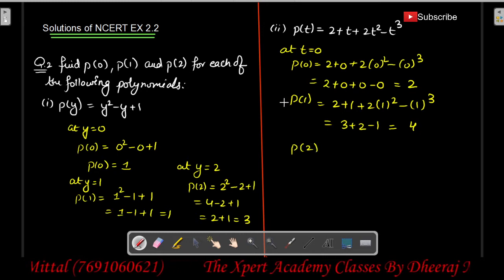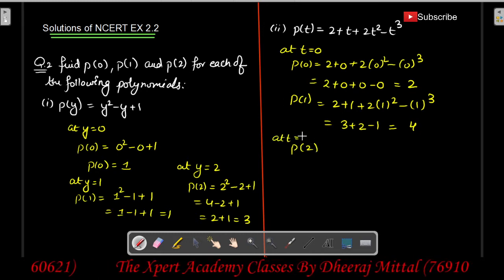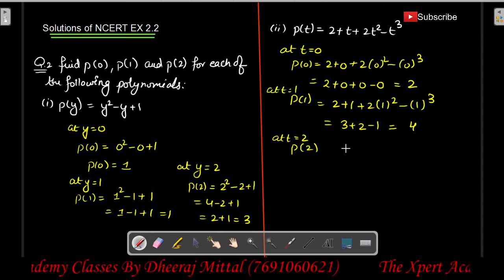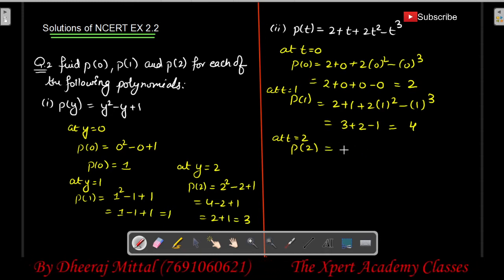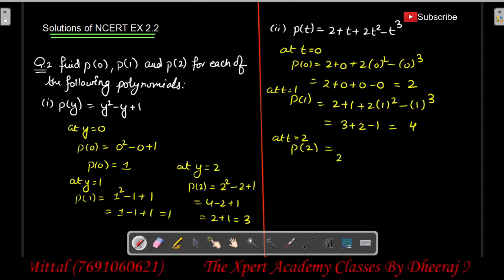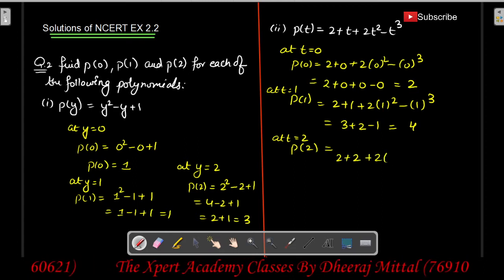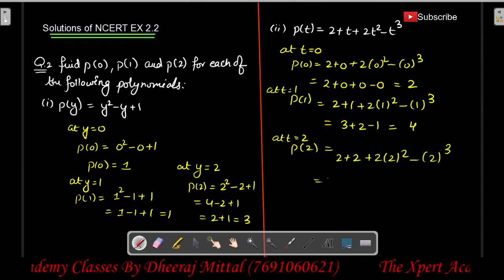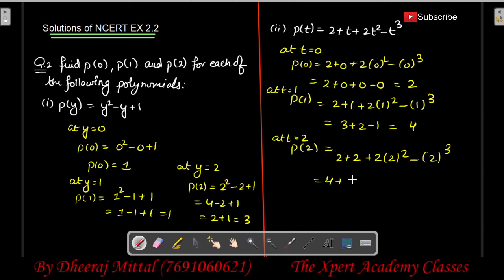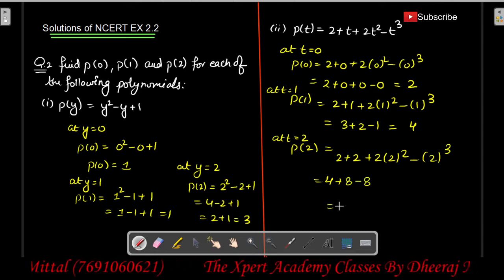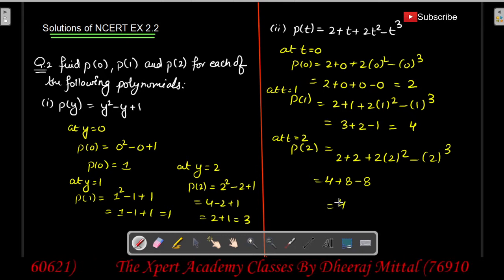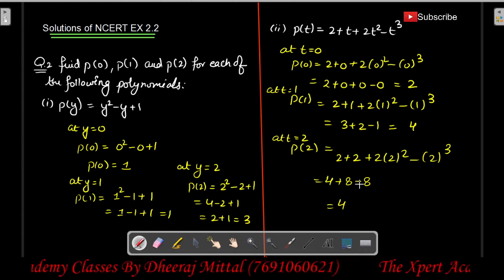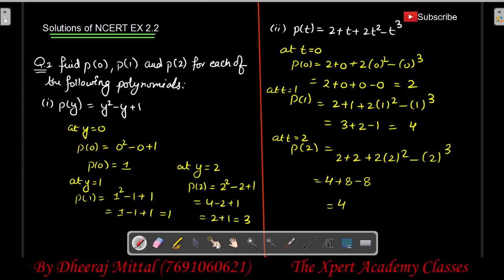Now at t is equal to 2, P2 is equal to 2 plus 2 plus 2 into 2 square minus 2 cube. So it is equal to 2 plus 2, that is 4, plus 2 into 4, 8, minus 8. So the answer will be 4. So we are noticing that at t is equal to 1 and t is equal to 2, the answer is 4. So the answer can be the same at two different values.